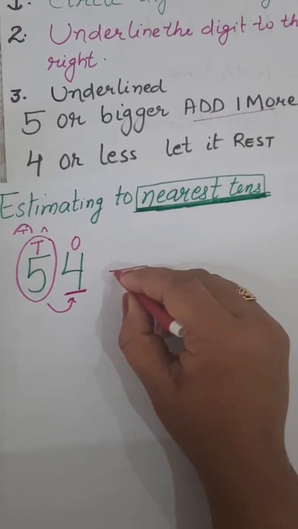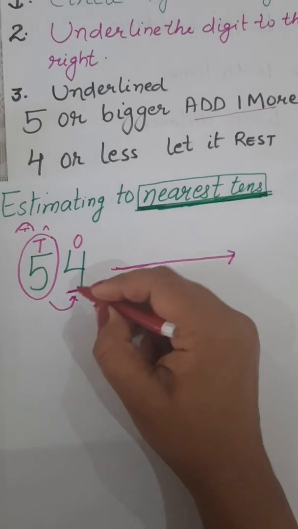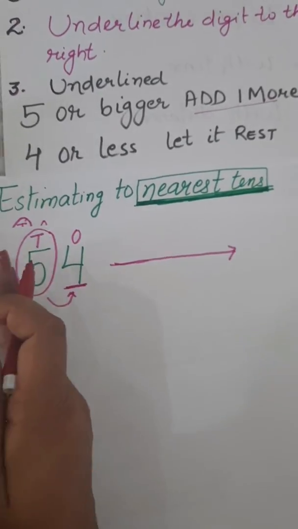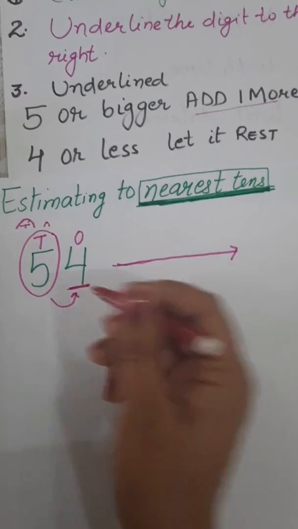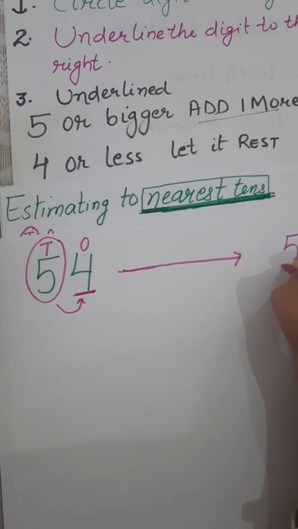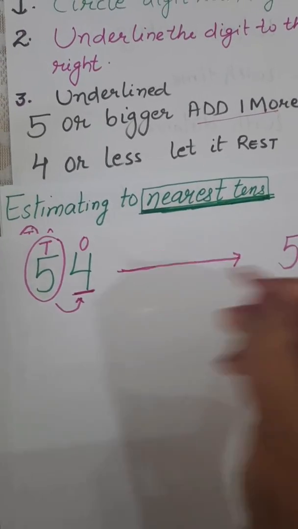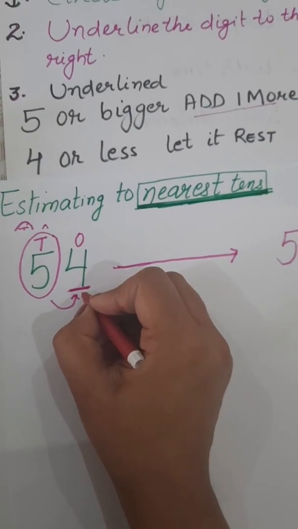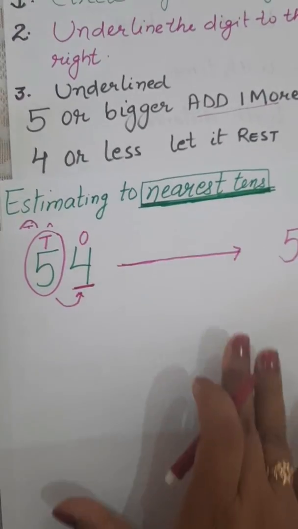Here the underlined digit is 4, so anything to the left remains the same and the right becomes 0. I will write 50, because 4 is less than 5, so it remains the same.